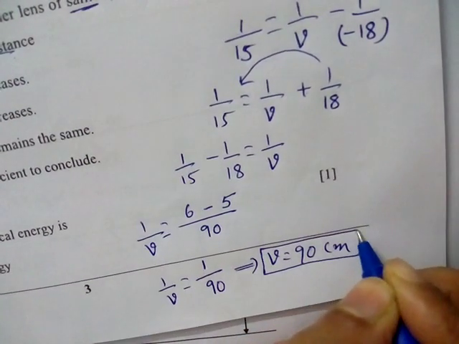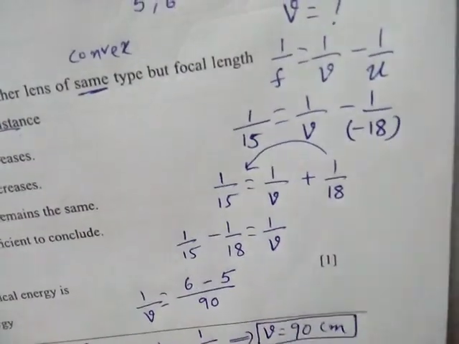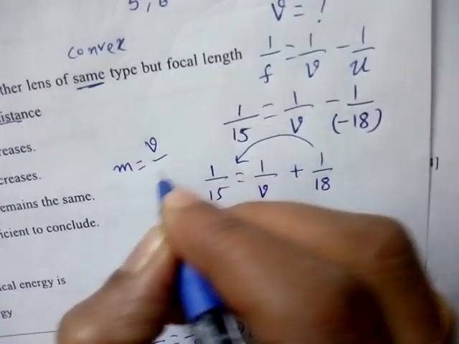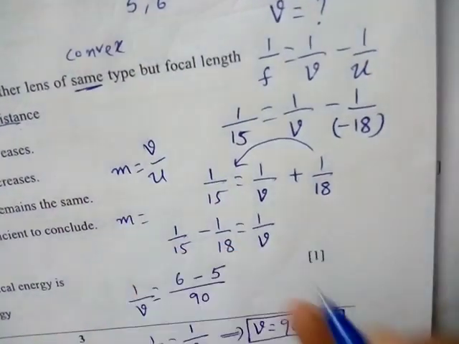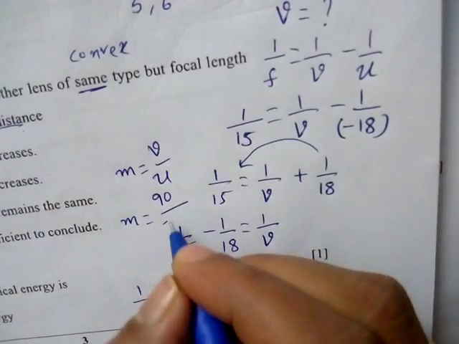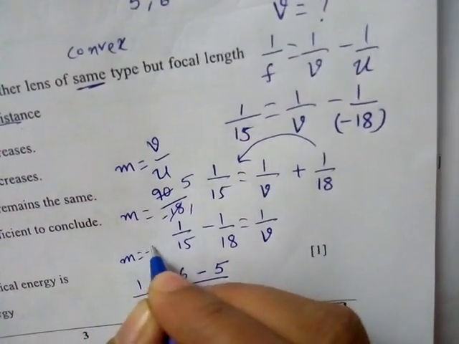So the distance of the image also increased. So magnification will automatically increase. M is equal to v by u. So m is equal to v, which is 90, by u, which we got as -18. So 18 ones and 18 fives. M is equal to -5.